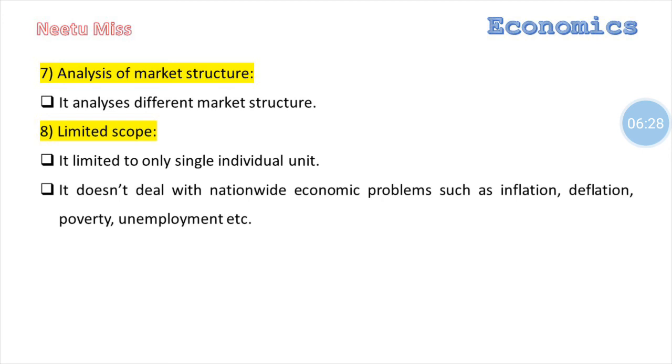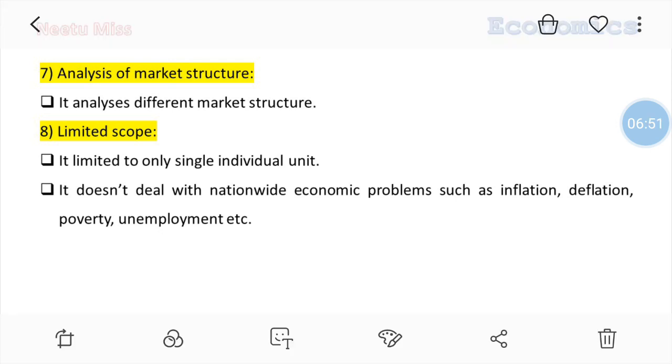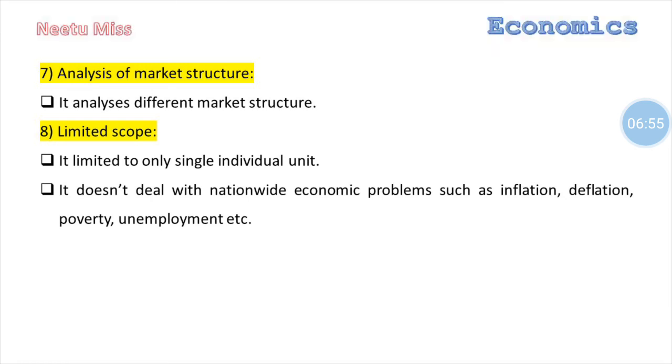It just studies the single individual unit of the economy, such as how inflation will affect a particular person, how poverty is affecting a single firm, or what type of problem is faced by a single consumer. This type of study is undertaken by microeconomics. So microeconomics studies a single unit, so its scope is always limited.